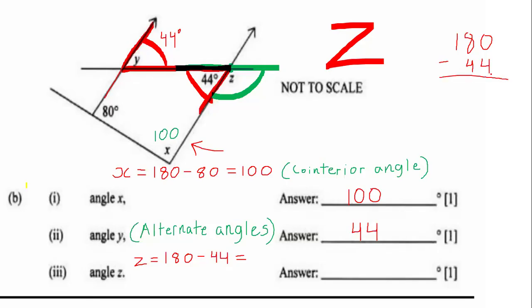0 minus 4, well, we can't do that. So this becomes 7, this becomes 10. 10 minus 4 is 6. 7 minus 4 is 3. It's going to be 136. So I got 136.